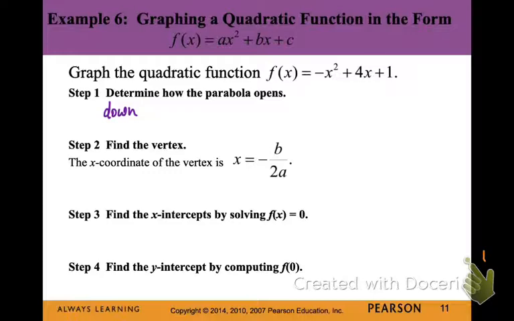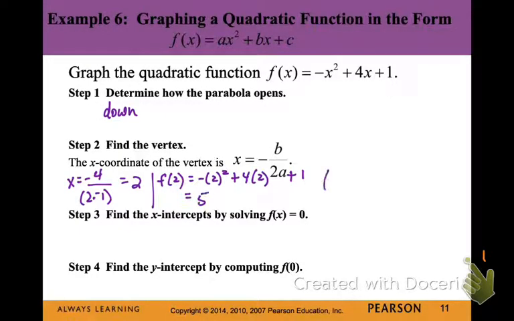So we're going to find the x value of the vertex, and we can use the formula, the opposite of b, divided by 2a. So I can take the opposite of b, negative 4, divided by 2 times negative 1. So negative 4 divided by negative 2 is 2. Now to find the y value of the vertex, I'm going to plug it into my equation. And so I will get the 5 for my y value. So my vertex is the point (2, 5).